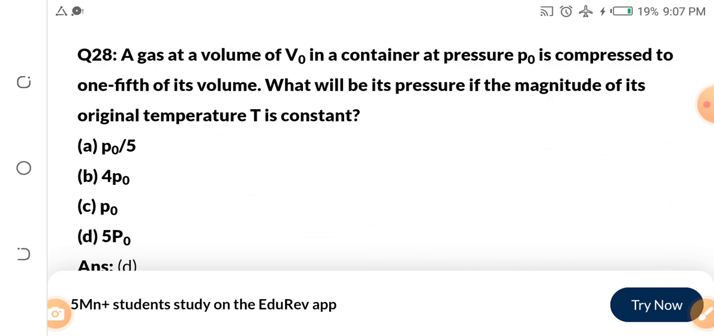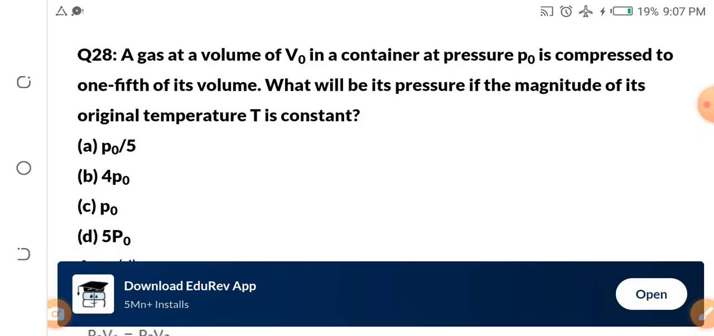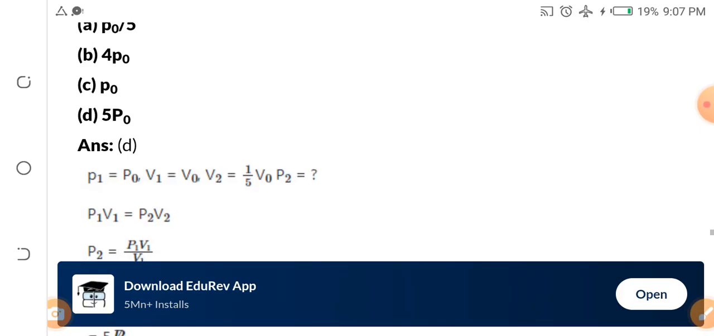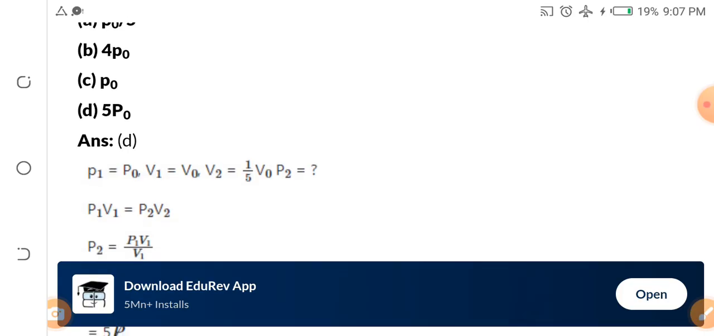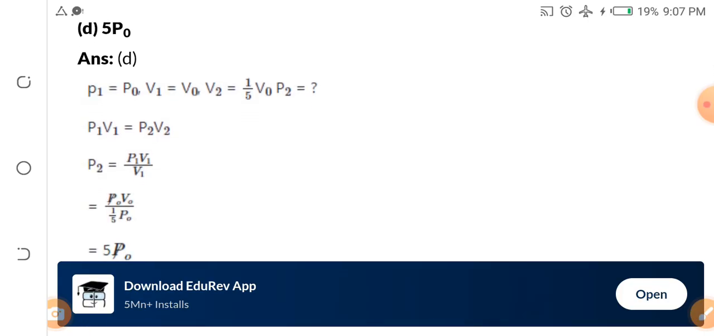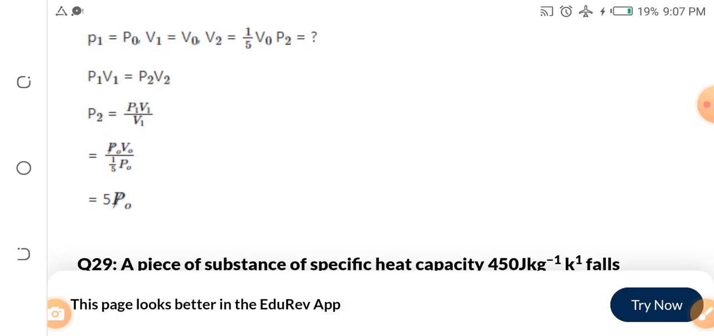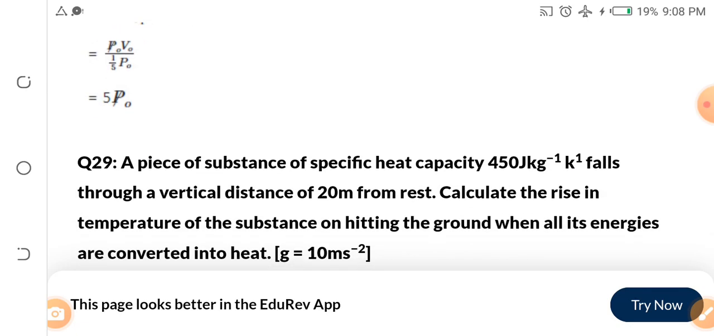A gas of volume V in a container at pressure P is compressed to 1/5 its volume. What will be its pressure if its original temperature is constant? This is P1 V1 equals P2 V2. P2 will now be P1 V1 over V2. So you already know that the second volume is 1/5 of the original, giving us 5 P0.